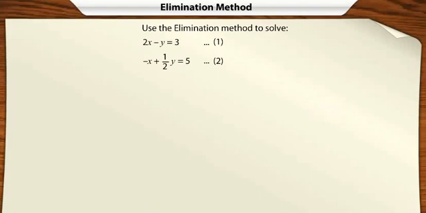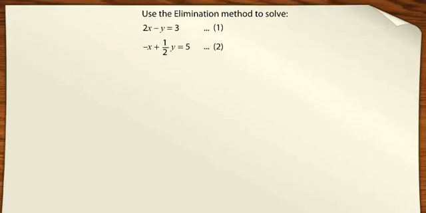The elimination method. In this method, we eliminate one of the variables from the equations to get the value of the other variable. Let's now see how to solve a pair of linear equations with two variables by another algebraic method, the elimination method.